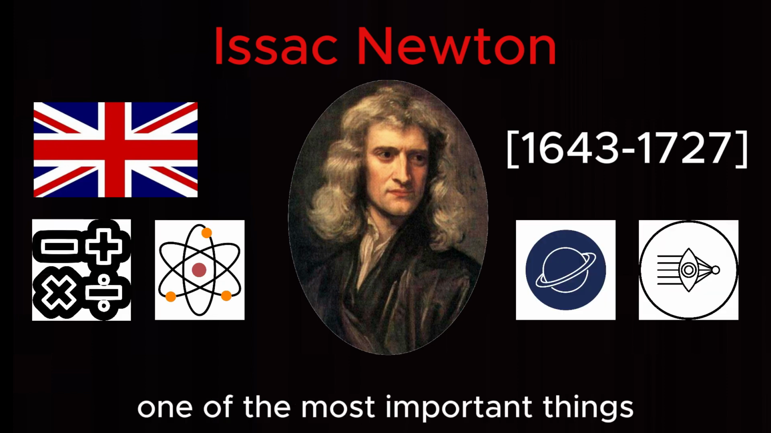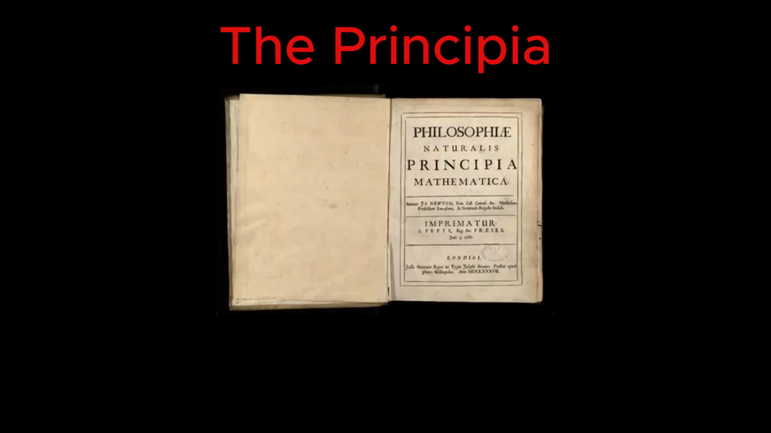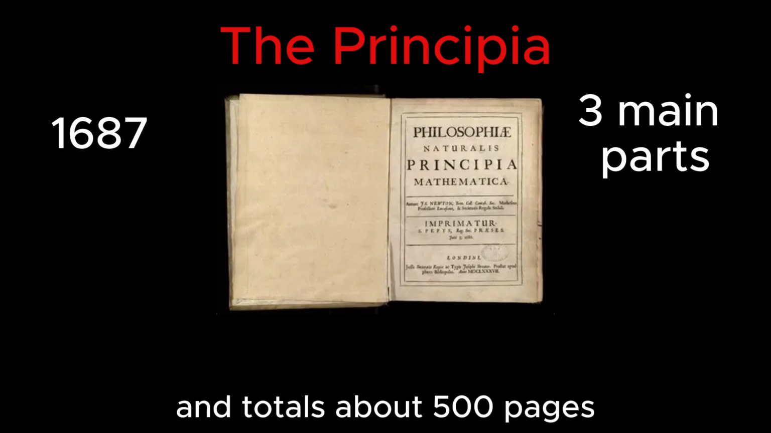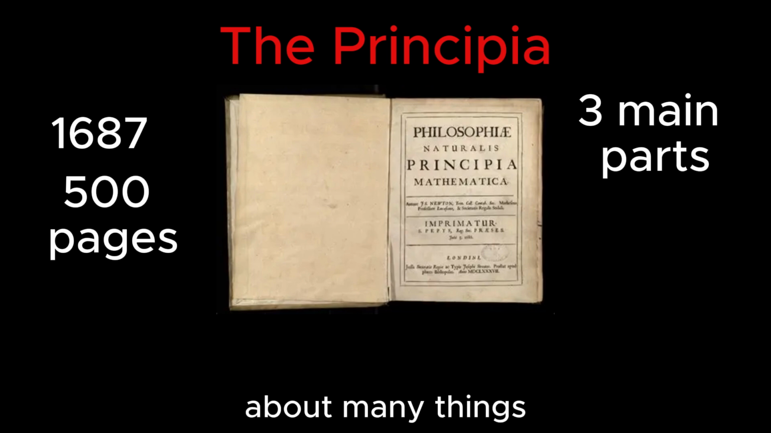One of the most important things he did is his book called The Principia. The book was published in 1687. The book is divided into three main parts and totals about 500 pages. In the book, Newton talks about many things, but for today we will focus on the laws of motion, which are in the first main part.